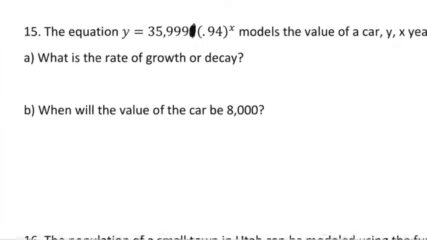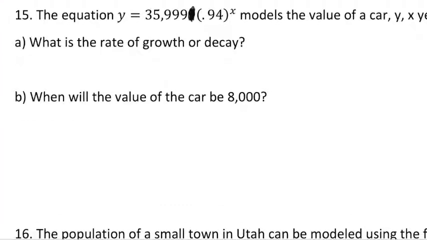So we're given this equation and we are asked, what is the rate of growth or decay? Well, first question, even if it didn't ask, is it growth or decay? The 0.94 is telling us about our growth or decay rate factor. Because our factor is less than 1, we're going to be looking at it as a decay equation.